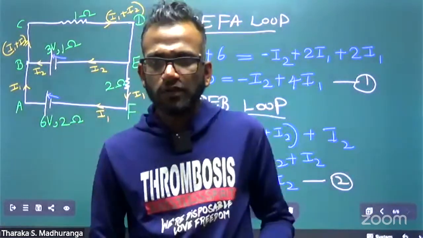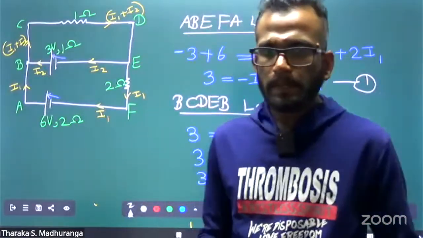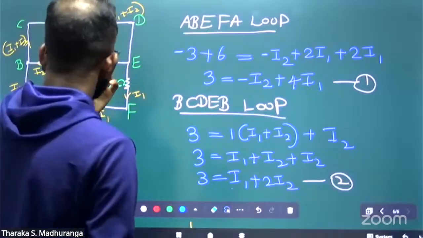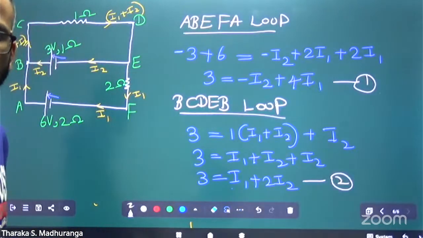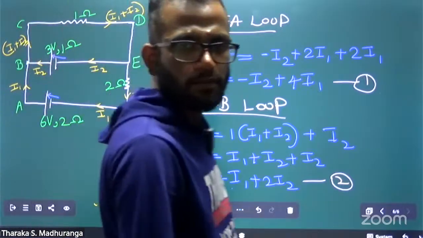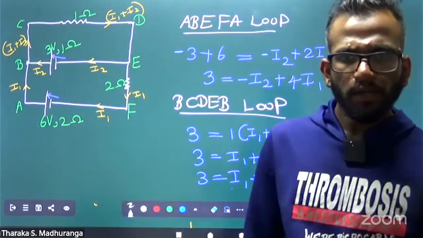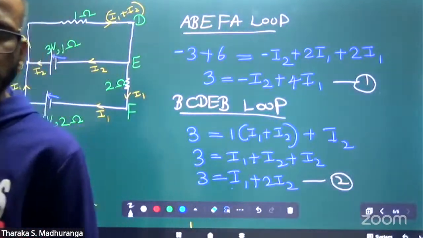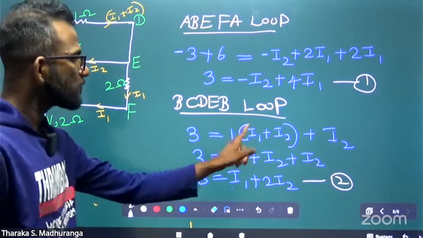I1 minus... how do you get I1 minus I2 in the second equation? Where is I1 minus I2, Arshad? It is I1 plus I2. Here I1 plus I2.